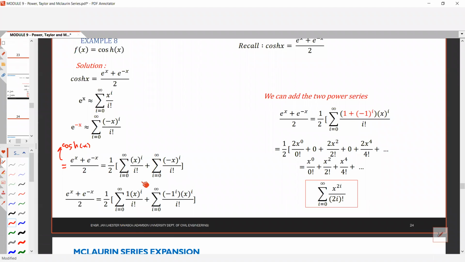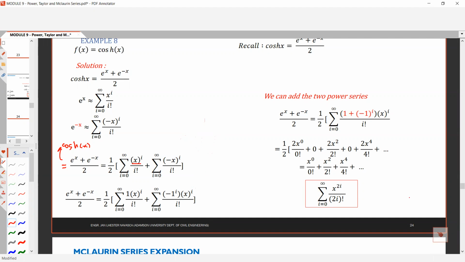Okay, so just simply this one. Simplify lang natin para mahiwalay natin, para maparehas sila ng powers. So yung negative x raised to i is simply negative 1 times x raised to i, magiging negative 1 raised to i, x raised to i. Kaya ito siya: negative 1 raised to i, x raised to i. Okay?